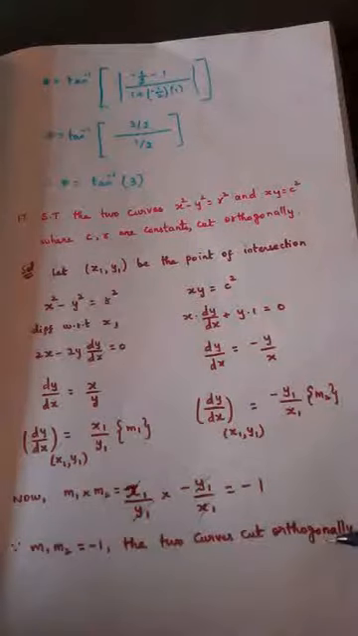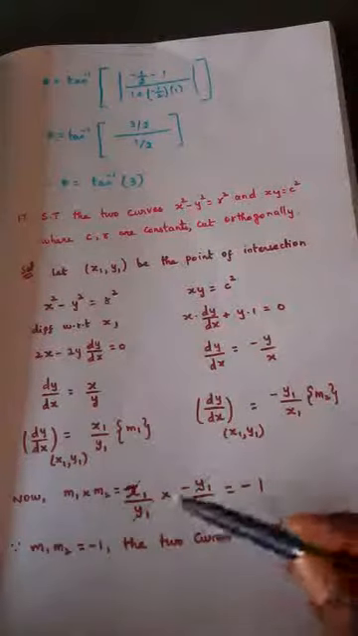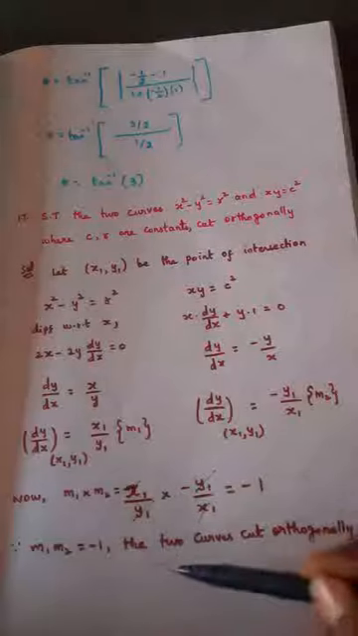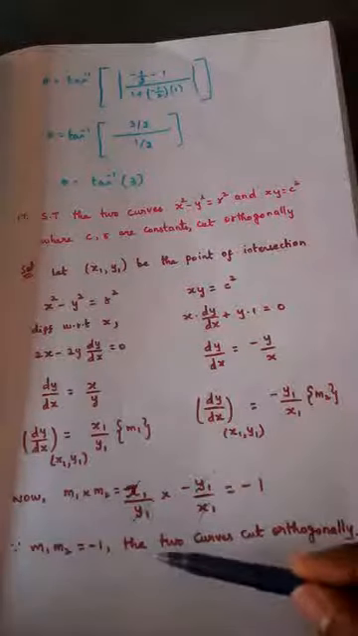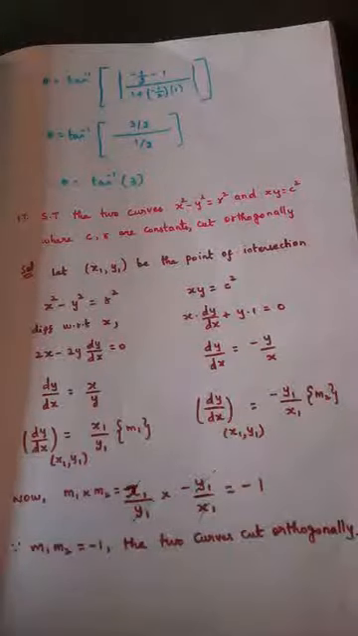They are perpendicular. So, since the m1 m2 value is minus 1, the curves are perpendicular, or otherwise I can write that the two curves cut orthogonally. So, this ends the problem.